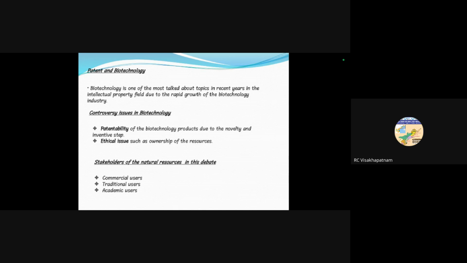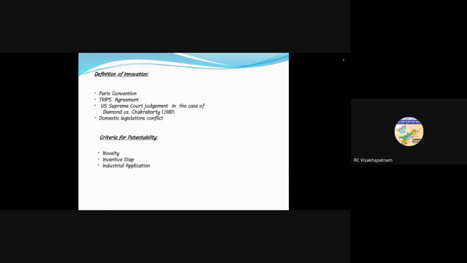So what is the definition of invention? First of all, you have to understand the definition of invention. Before granting a patent to any invention, it is expected that it qualifies to be an invention and not a mere discovery of already existing things.